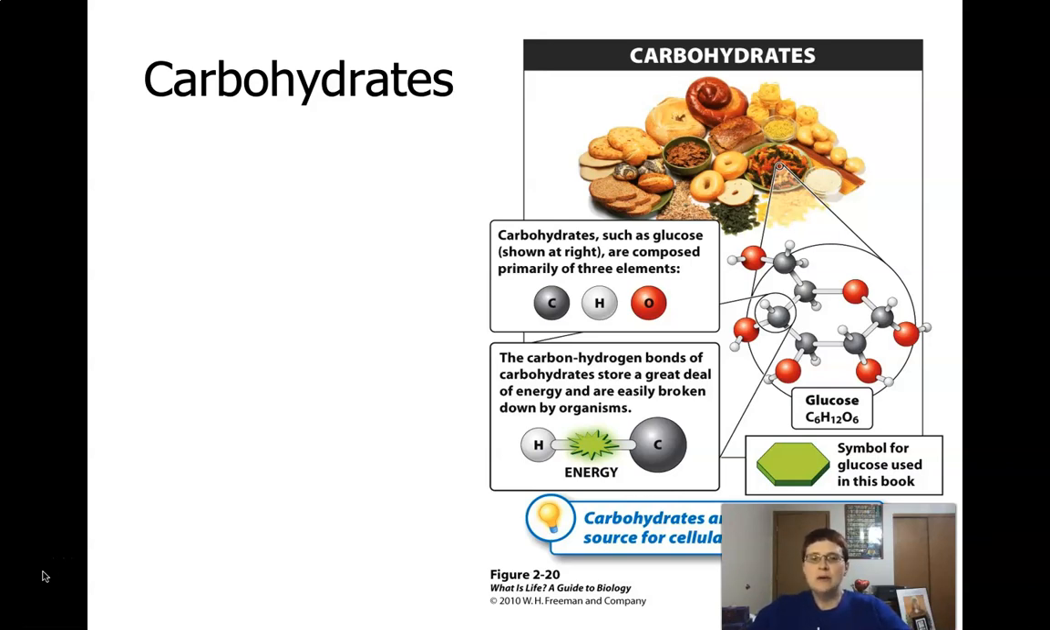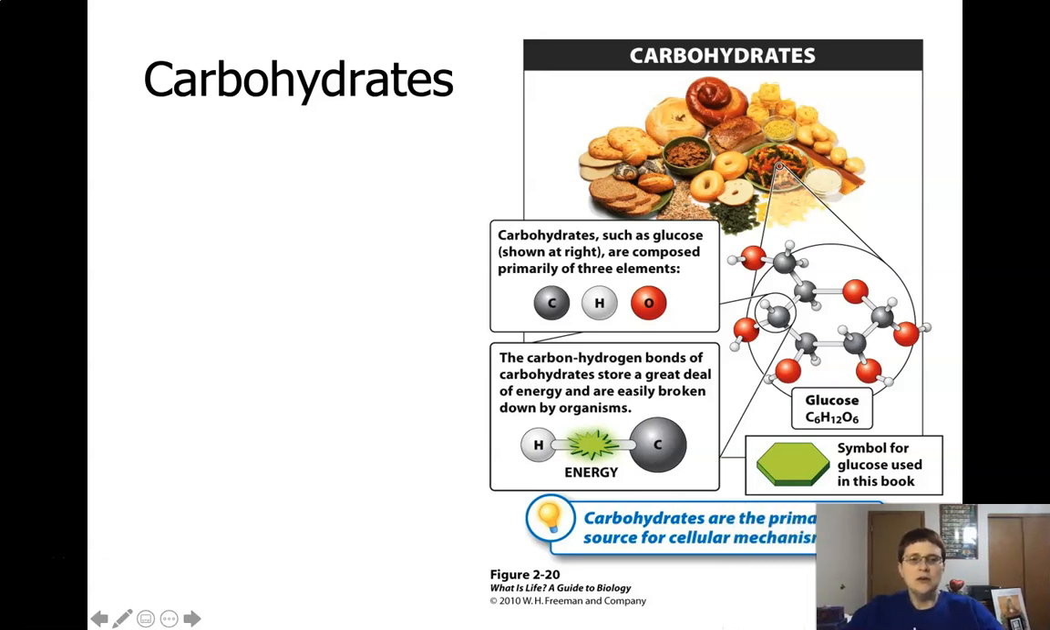So what are carbohydrates made out of? The name carbohydrate actually gives you a clue. Carb is for carbo, or carbon, and to hydrate means to drink, right? So carbohydrates are made out of carbon and water, hydrogen and oxygen. Those are the three elements that carbohydrates are mainly built out of. Pretty much every carbohydrate, that's what you're going to find.